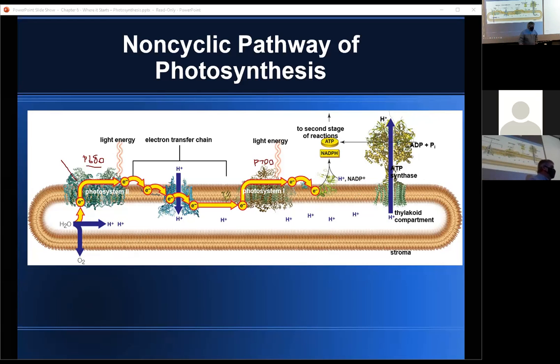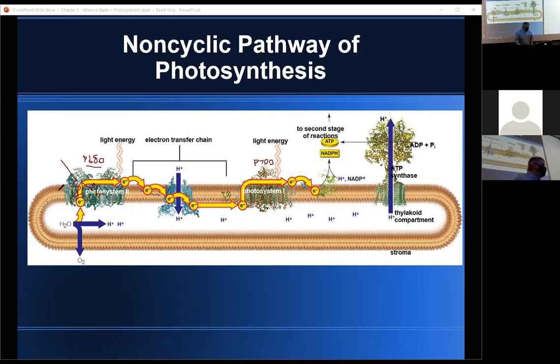So that particle or photon of light is going to bounce randomly between the chlorophyll molecules in the light harvesting complex until it encounters the reaction center, which is P680. Once it encounters the reaction center, that's going to put 2 electrons in a higher energy state, and those electrons are actually going to be ejected from P680. Now we need to replace those 2 lost electrons.